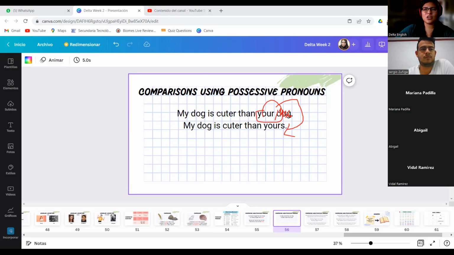My dog is cuter than your dog. My dog is cuter than yours. Right? Let's do one more.